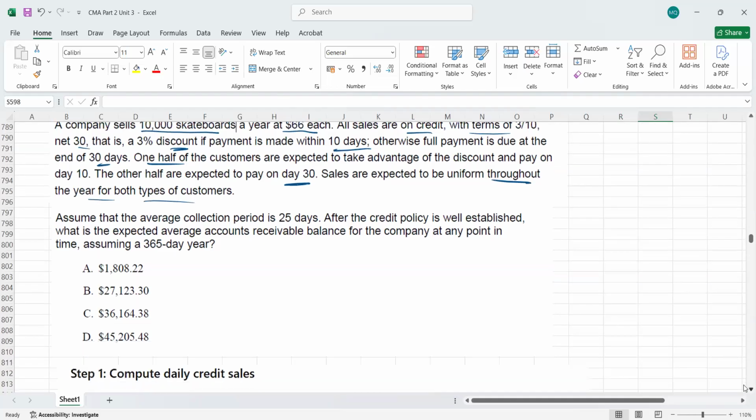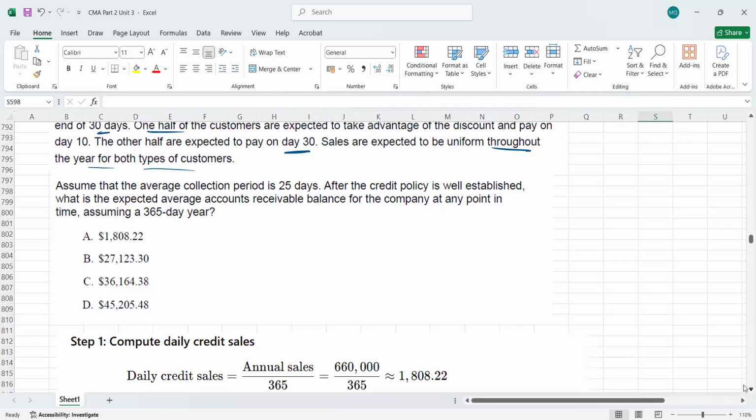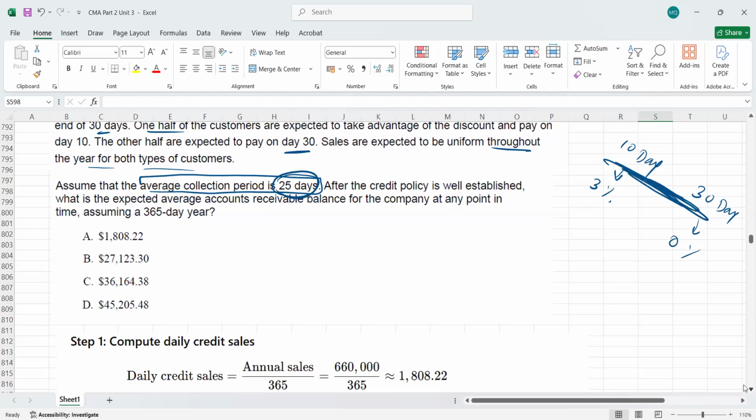Now what's the requirement? There is a change in requirement. Now the question is: assume that the average collection period is 25 days. The collection period is already given. He told you if you pay within 10 days, there is a discount of 3%; if you pay in the normal 30 days, there is no discount. And here he told you the average collection period is 25 days. So we don't need to adjust for within discount and without discount customers. This 25 days is already adjusted for both, so you don't need to make that adjustment.